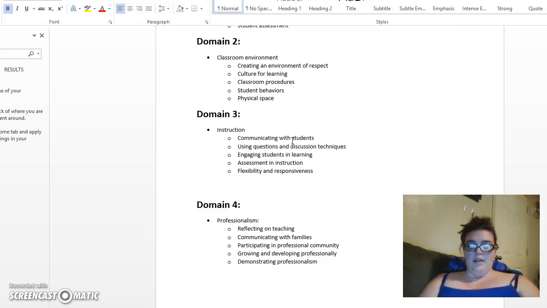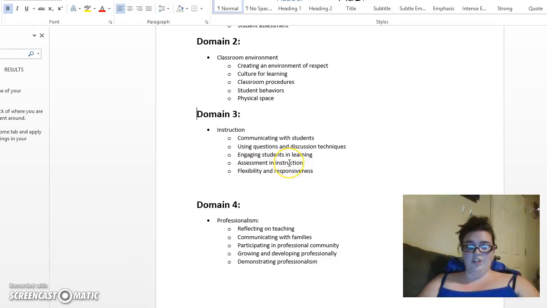And then the next is using questions and discussion techniques, and the quality of the discussions and the prompts that you give, and it's also the quality of discussion and prompts that your students give back to you. And then engaging students in their learning, which you could do with activities and assessments, and grouping of students. How you group your students really says something about your class, because if you group students with a bunch of people that they don't like, they're not going to learn.